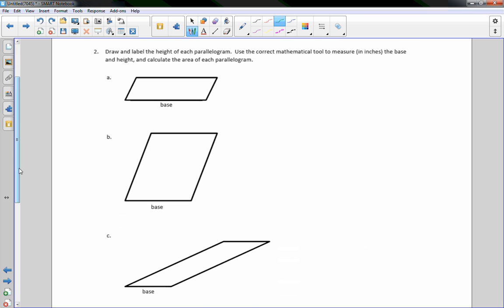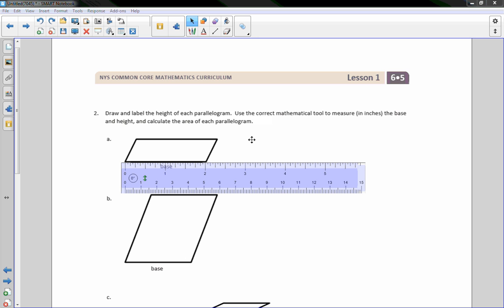Okay, now step 2 says draw and label the heights of each parallelogram. Use the correct mathematical tool to measure in inches the base and height, and calculate the area of each parallelogram. Now I just want to inform you that my measurements may not be exactly the same as your measurements from the module, because on screen the size may have been manipulated a little bit and changed.